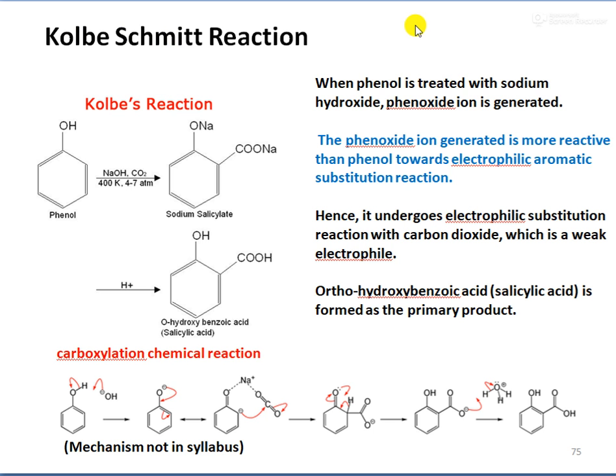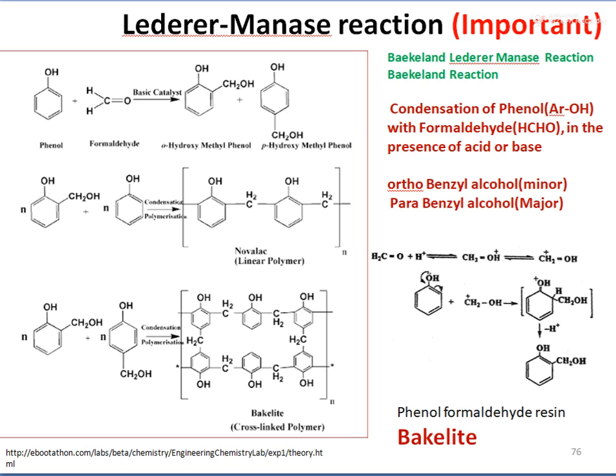Then the Kolbe-Schmitt reaction is also very important. Here phenol is treated with sodium hydroxide, and the sodium salicylate generated is treated with acid. So the two Na plus ions are replaced with H plus, and we get ortho-hydroxybenzoic acid, or salicylic acid. Then the Lederer-Manasse reaction, also called the Baekeland-Lederer-Manasse reaction or Baekeland reaction.